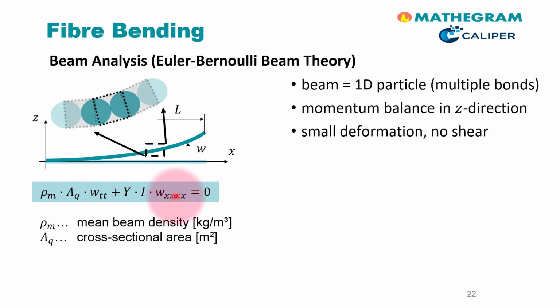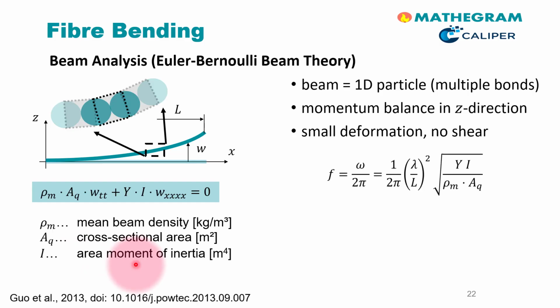The variables in front of the inertia term are the mean beam density, ρm. Please do not confuse it with the particle density in our bonded particle model. We will come back to this later. And the cross-sectional area of the beam AQ. The terms in front of the second term are the well-known Young's modulus, as well as the area moment of inertia we have seen already at the beginning.